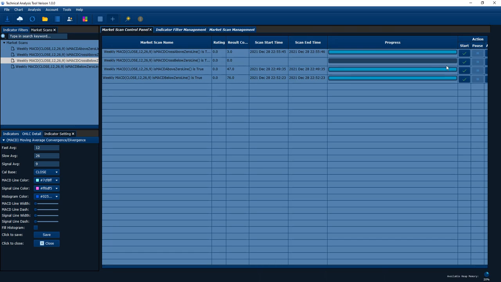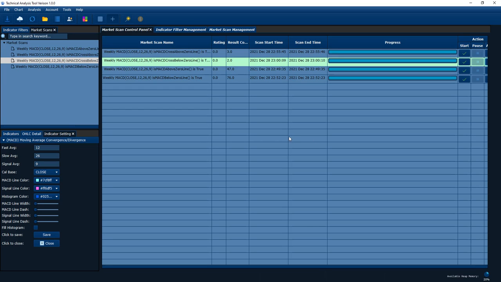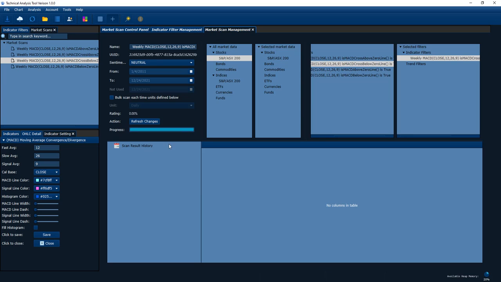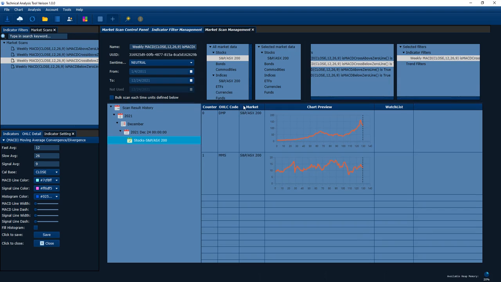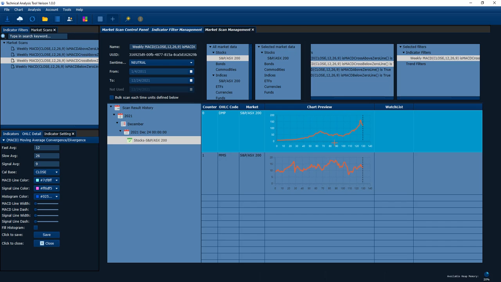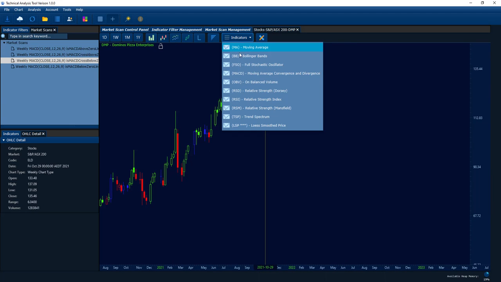So don't forget that. You can see from here, if you run the second one, MACD cross below zero line is true. And meanwhile, we ask, is the MACD below signal also true? So let's see if we can find some. We got two results here. Interesting. Not many results, as we expected, because this combination of conditions shows some sort of bearish sentiment. So let's take a look at the first one, the Domino Pizza Enterprises, and we have opened the MACD.